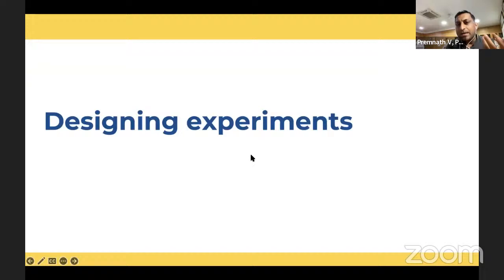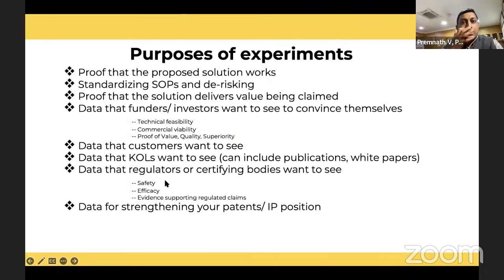So now coming back to designing experiments. As I told you, we are designing experiments in order to de-risk technology and progressively reduce certain risks. So there are some risk milestones and you're progressively reducing those, and therefore it hits certain value milestones, and that basically results in you being able to raise that money as well. Okay, so the purposes of these experiments can be multifold in such situations. I've listed a few out here.